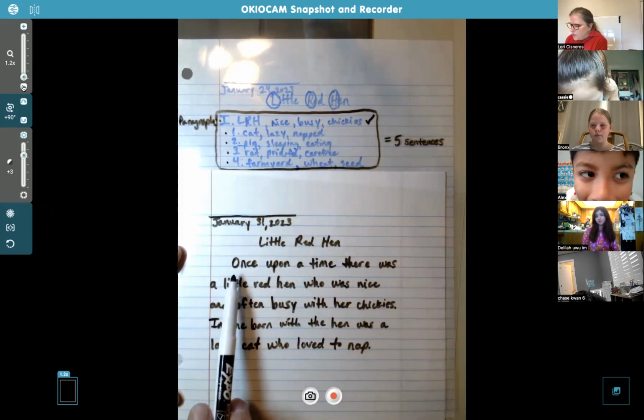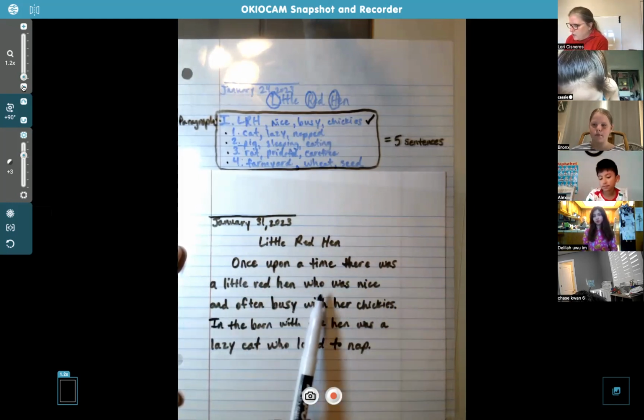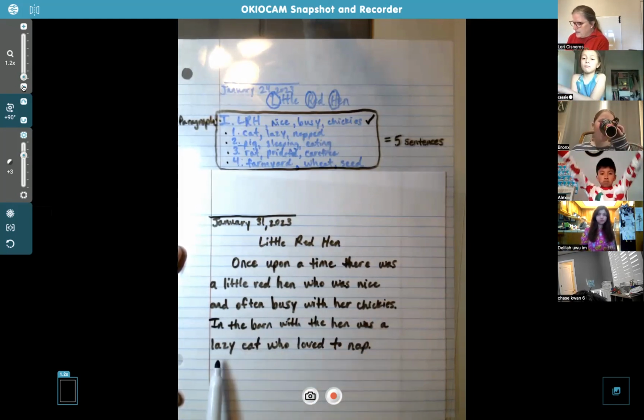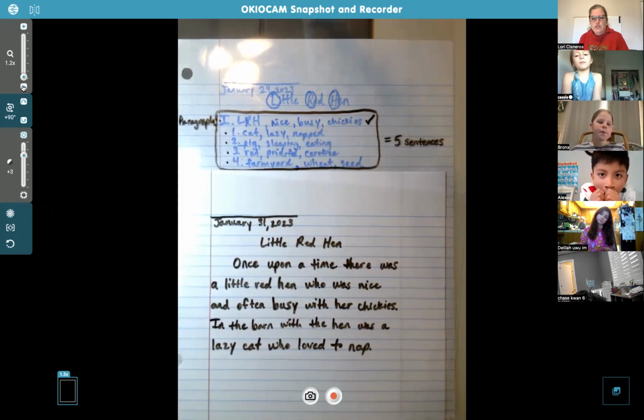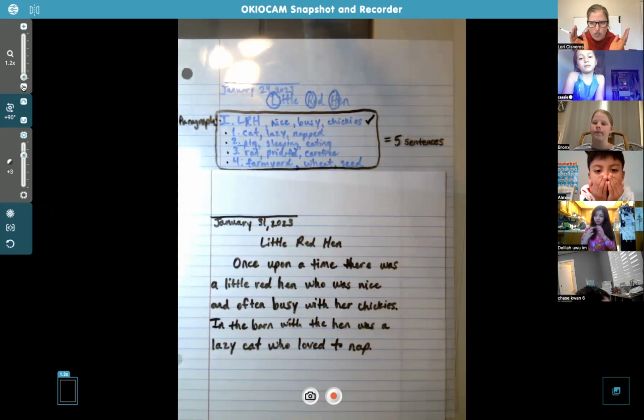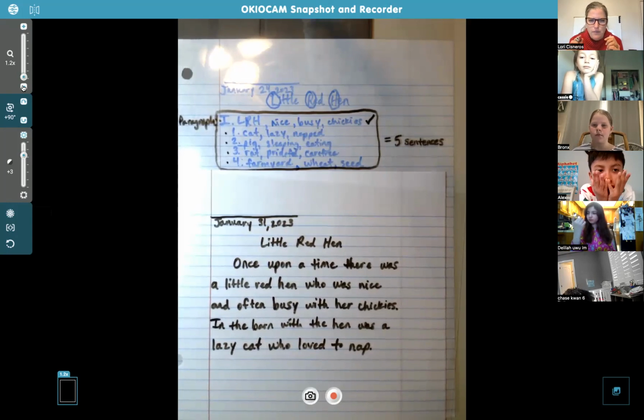Okay, so here, once upon a time, there was a little red hen who was nice and often busy with her chickies. In the barn with the hen was a lazy cat who loved to nap. Okay, do you see how I connected the characters? Remember, we're doing a story sequence chart, and that first paragraph is introducing all of the characters. But some of you tend to say, there was a cat, and the cat was lazy and napped. There was a pig. There was a rat. And if you say there was too many times, the reader gets bored, okay? I'm just going to be honest.